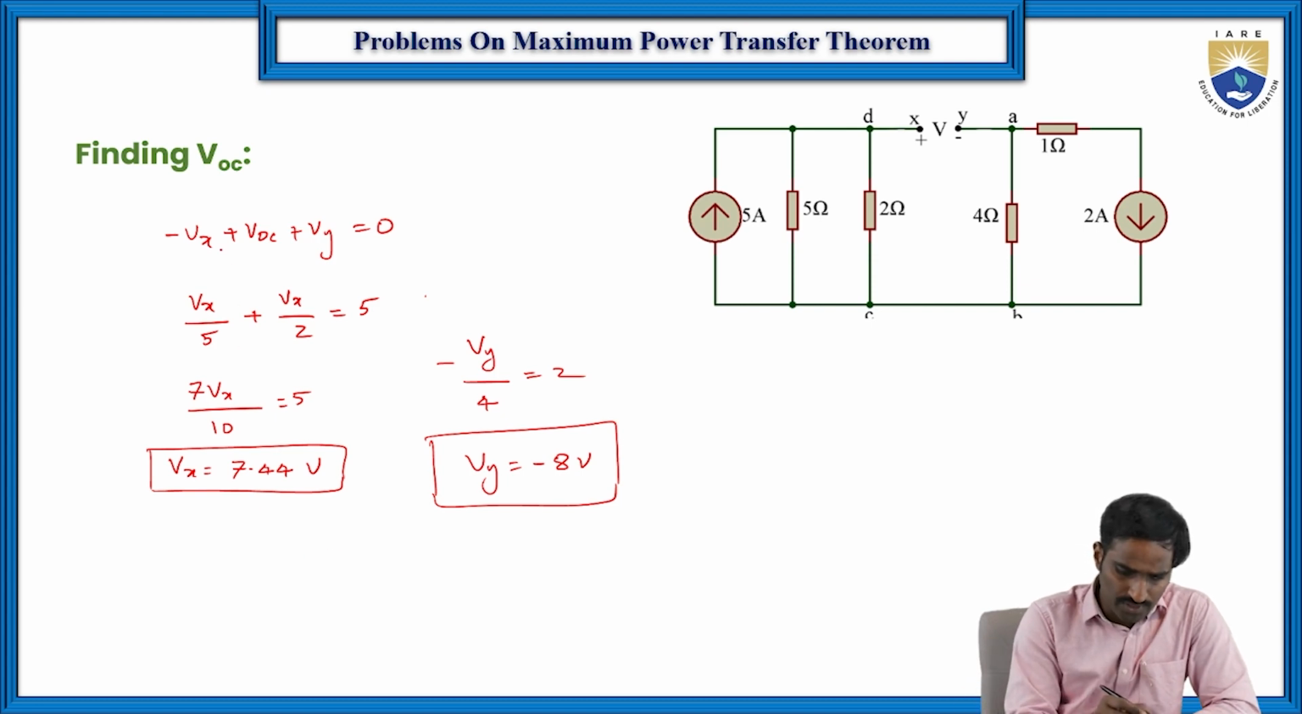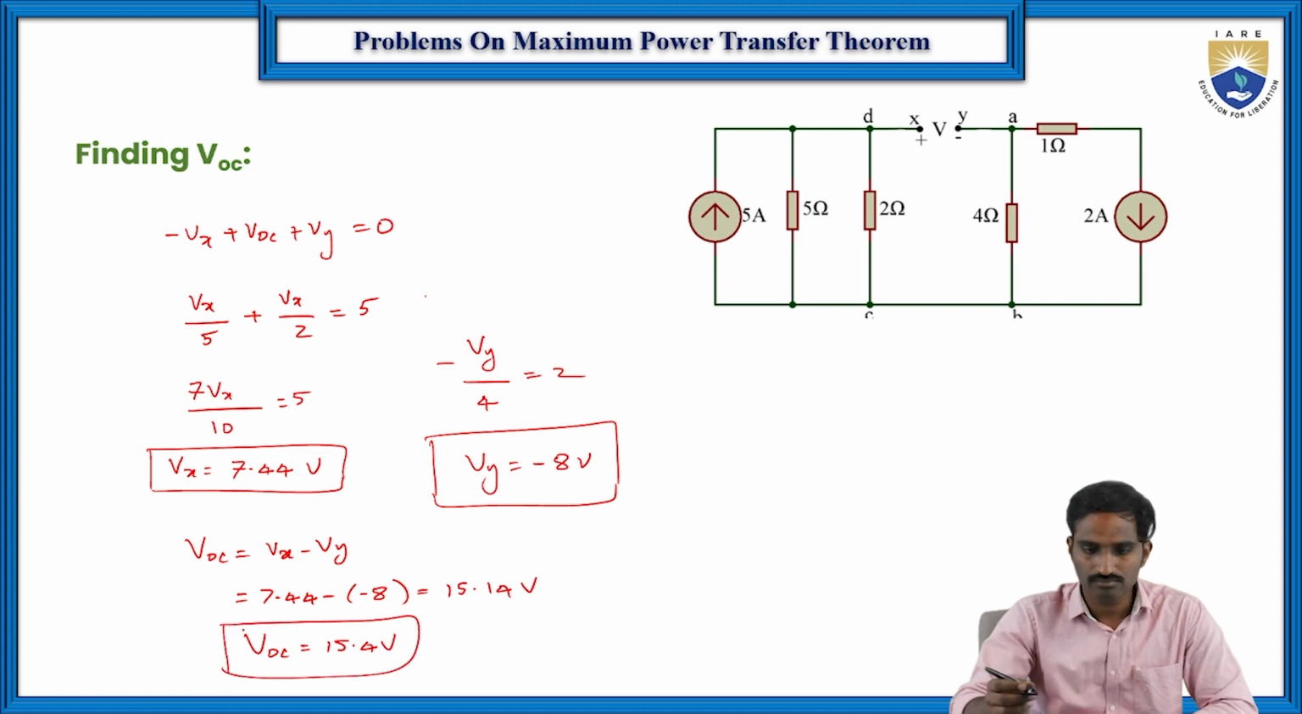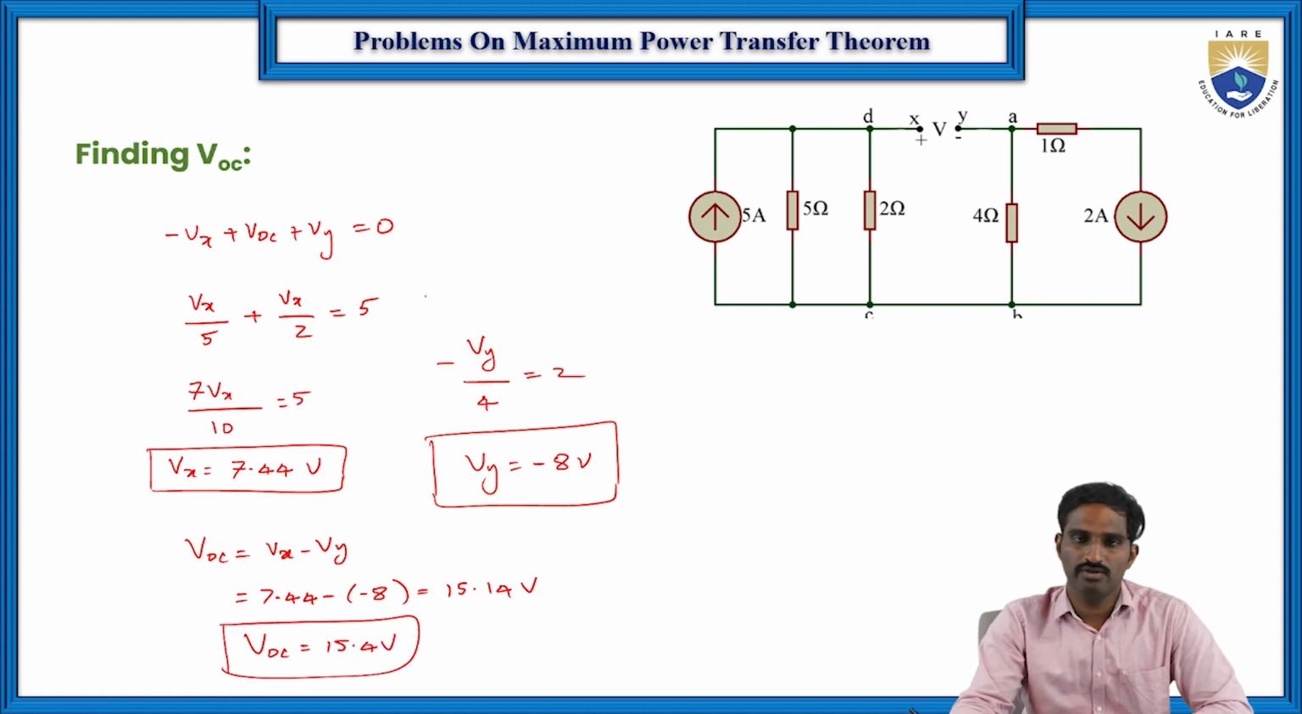Then substitute in this equation. So here Vx is equal to minus 7.44. So Voc is equal to Vx minus Vy. Here Vx is equal to 7.44 minus Vy, which is minus 8 volts. So minus minus 8, then it is 15.14 volts. So Voc is equal to 15.14 volts. This is how we can find the value of the open circuit voltage, right?